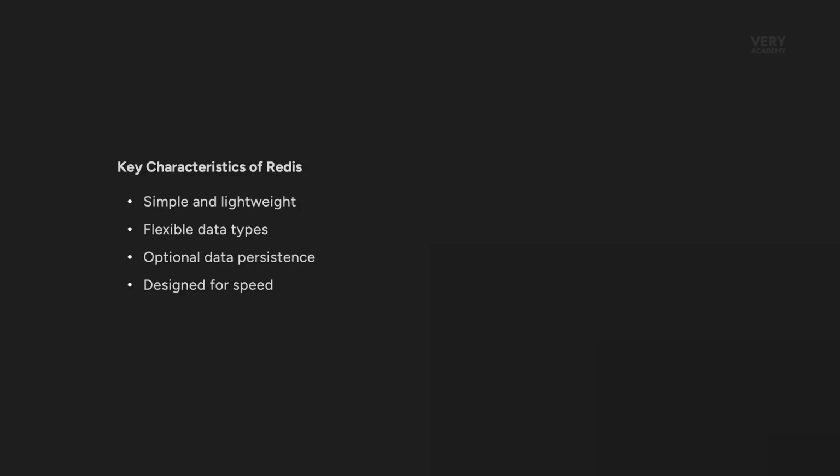Now Redis is intentionally simple and lightweight. It supports a range of flexible data types like strings, hashes, and lists, allowing you to model basic data easily. Redis also provides optional persistent settings, so you can decide whether to save data over time. Every part of its design is aimed at making operations as fast and efficient as possible.